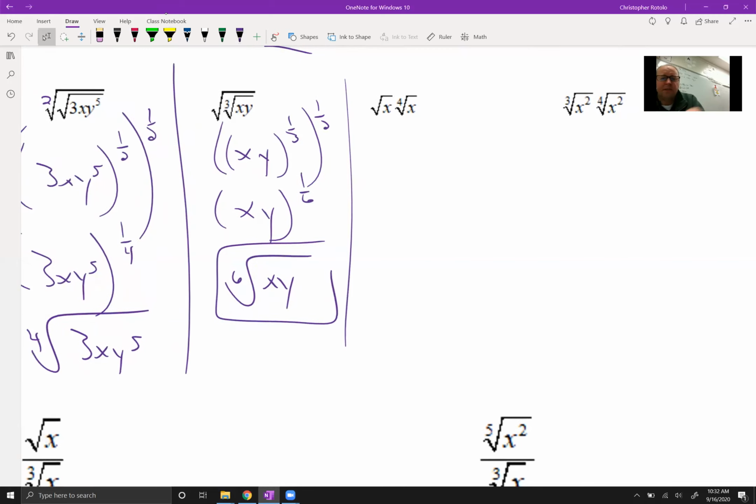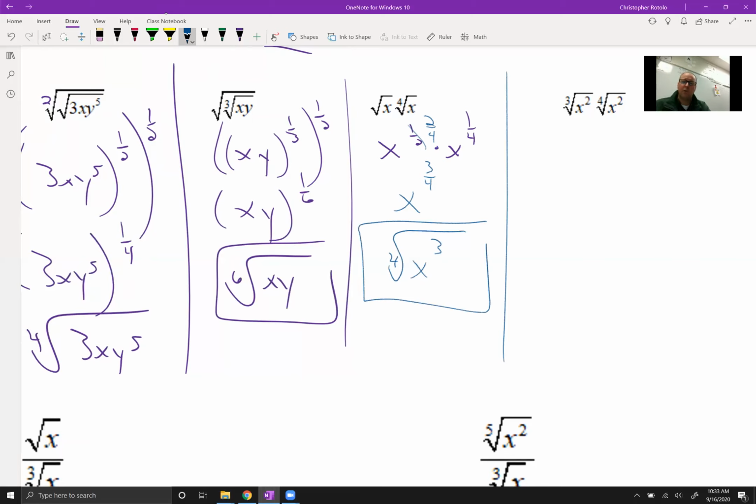Next one looks a little bit different. We have x to the 1/2 power times x to the 1/4 power. Well, what do I do with those? Remember, we need to add those together. So first thing we'll do is we turn 1/2 into 2/4. This is x to the 3/4 power. And remember, we do want it as a single radical, so I have x cubed covered by the 4th root. So we're really still translating, but we're working back and forth to figure out what's going on here.